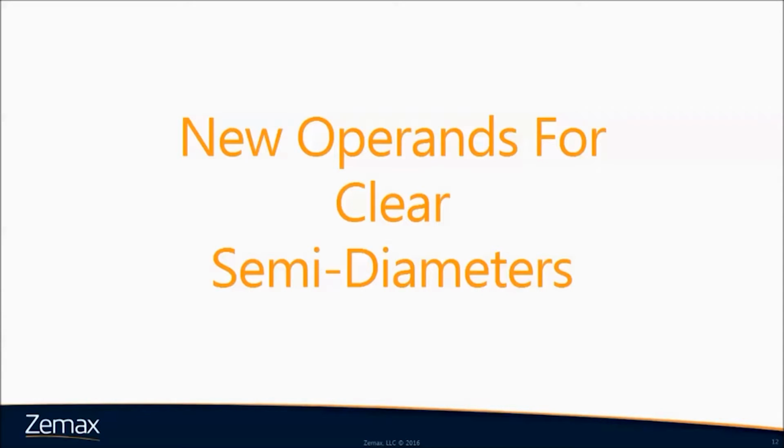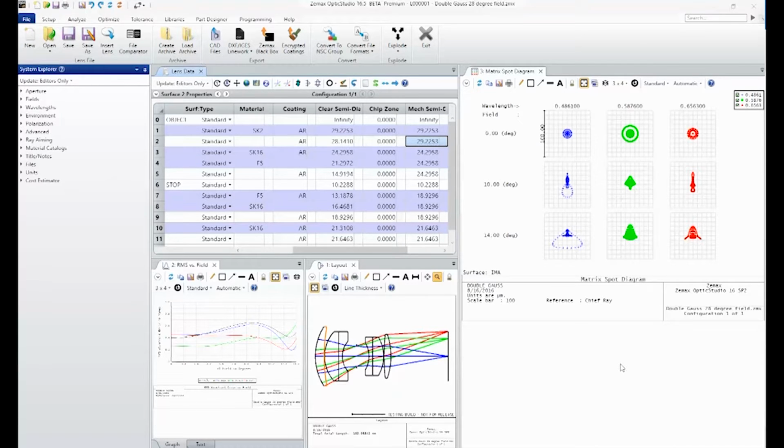Next, we have some new operands which can be evaluated at the clear semi-diameter. With OpticStudio 16, we introduced the ability for users to define a mechanical semi-diameter that can be different from the clear or optical semi-diameter of a surface, as shown here for surface 2. This allows users to define flats or edges to the lens that are beyond the area of ray tracing in the sequential system. With this change, we also updated all of our diameter-based operands in the merit function editor to read directly the value of the mechanical semi-diameter rather than reading the value of the clear semi-diameter.